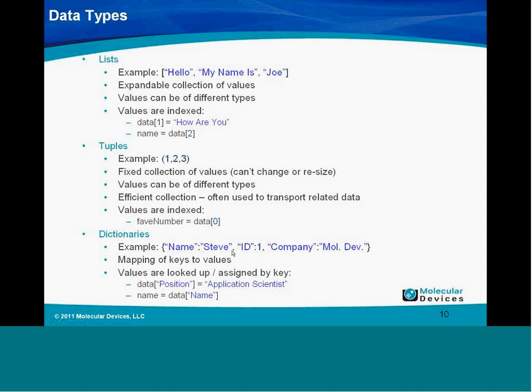If you look up a value in the dictionary by using the variable name and in square brackets, you put in a mapping key. And so if you wanted to add a new key value pair called position with the value of application scientist, you do data square bracket position is equal to application scientist, and if I wanted to pull a value out, it would be name is equal to data square bracket name. So that would be looking up this and returning the value Steve.